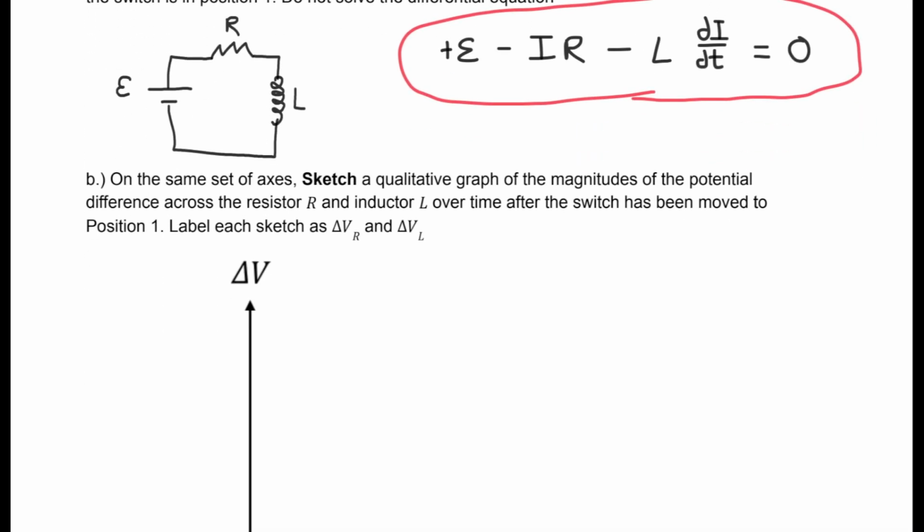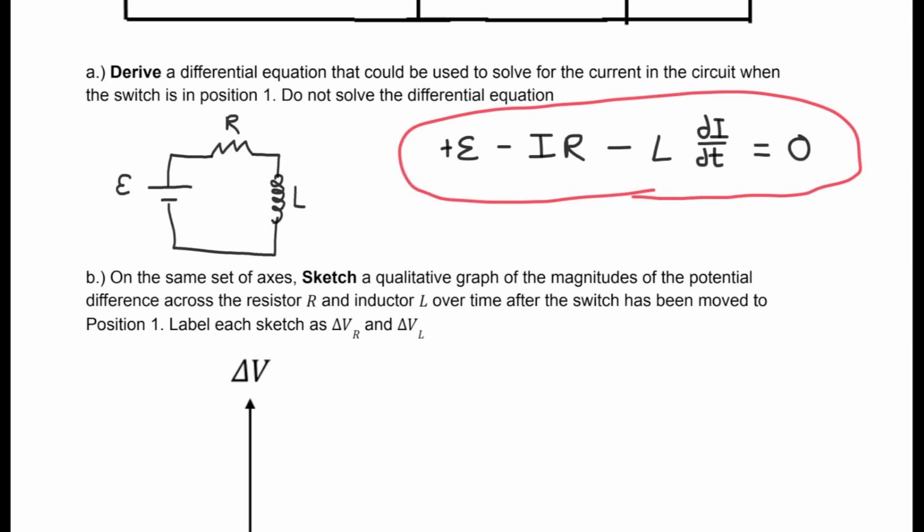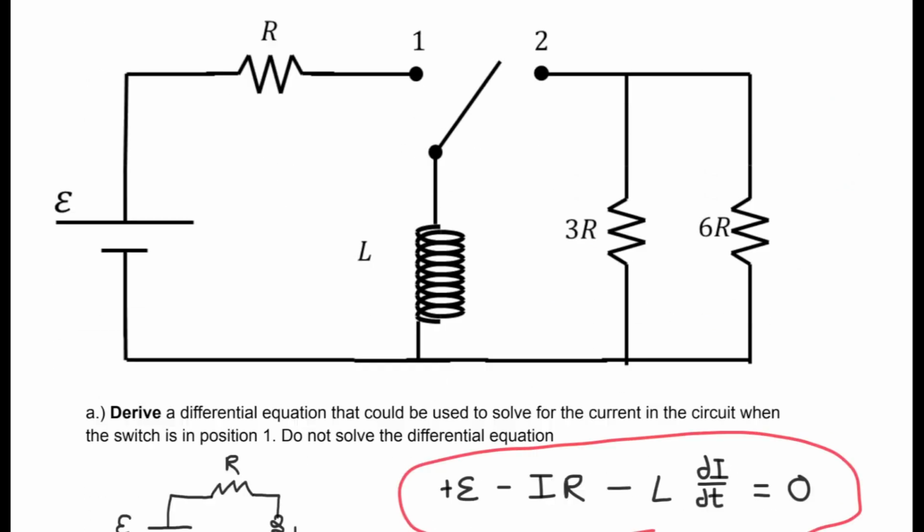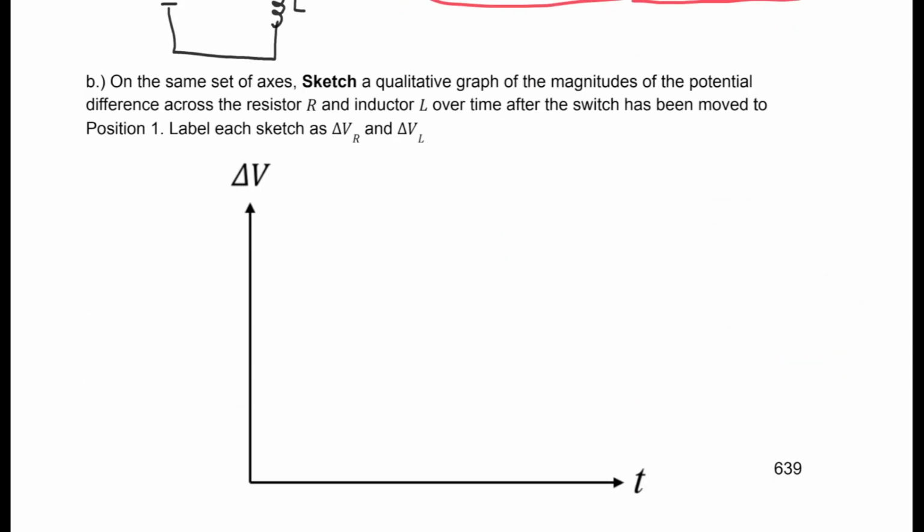So now, on the same set of axes, graph qualitatively what's happening to the potential difference across the resistor R and inductor L over time in this first position. So again, whenever graphing things in physics, we kind of want to look at our extreme cases. So maybe let's just look at the inductor first.